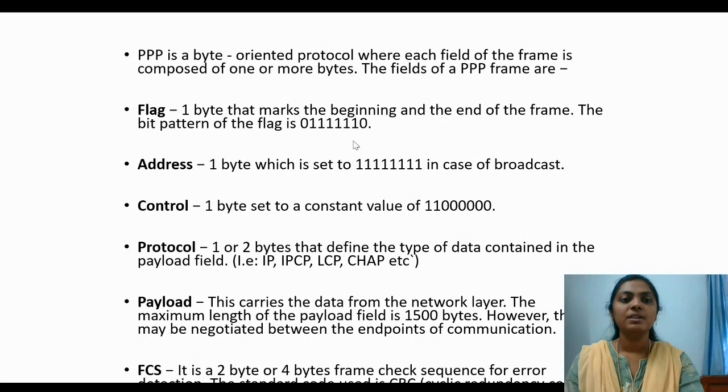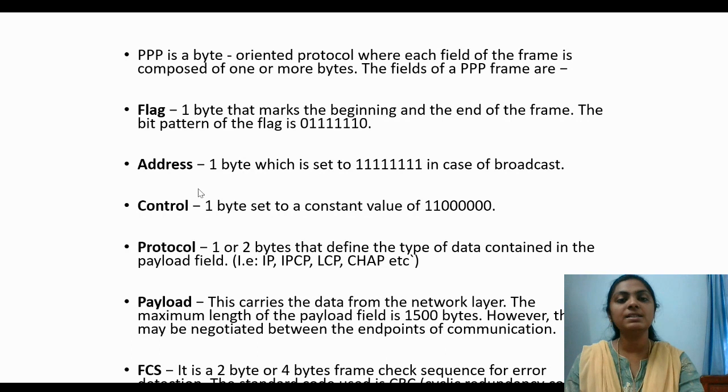So yes, PPP is a byte-oriented protocol, and each of the fields is composed of one or more bytes, or is represented in bytes. The first field is the flag. It's a one byte value that contains the constant value 0 followed by six ones, and this acts as the delimiter value which will be present at the beginning and the end of every frame.